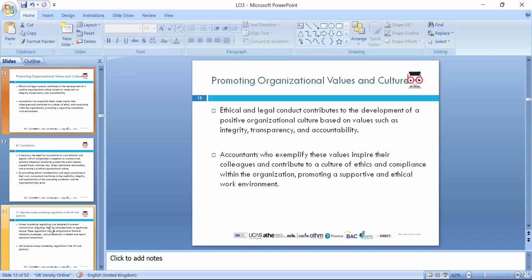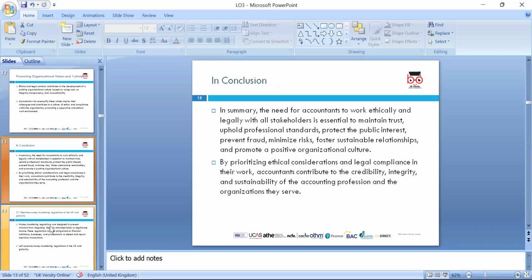Promoting organizational values and culture. Ethical and legal conduct contributes to the development of positive organizational cultures based on values such as integrity, transparency, and accountability. We can look at the accountant who exemplifies values and inspires colleagues. That's really what we need to promote. Like Enron, and the Brilliant Construction Company, which recently had a 75 million shortfall in the organization.